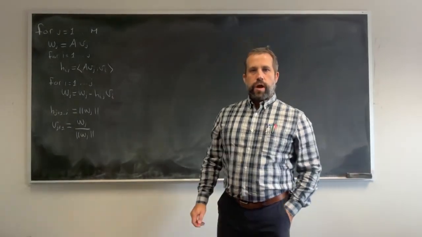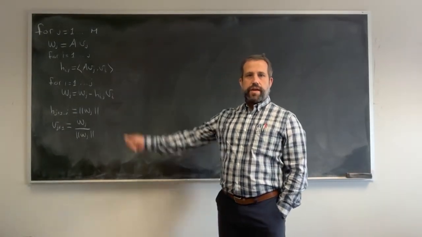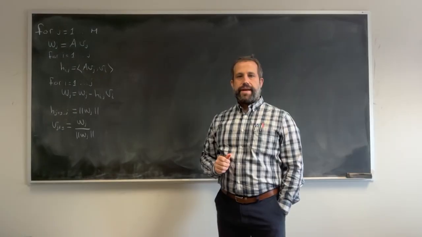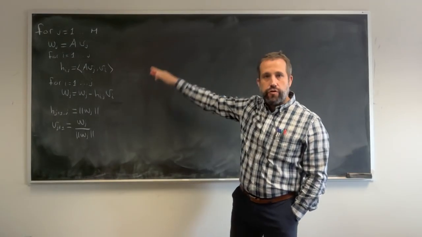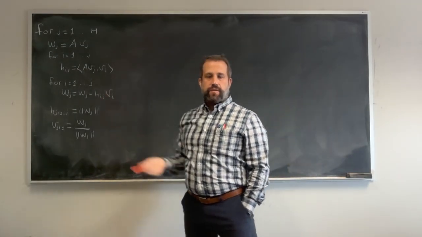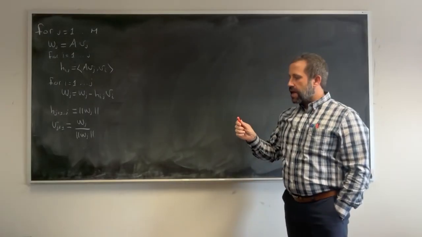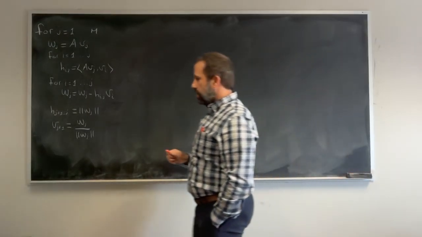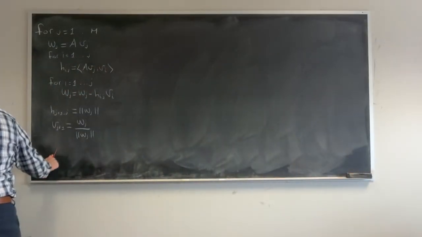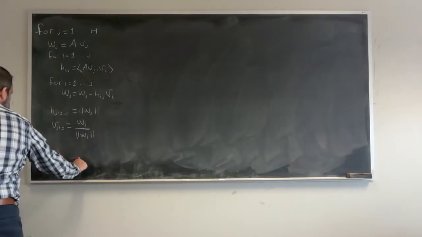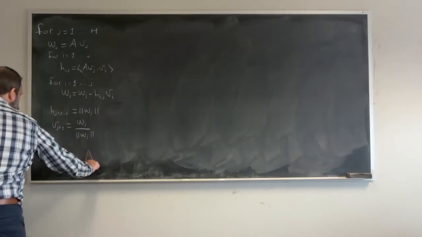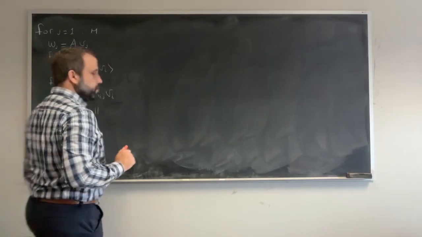Okay, so we are going to be seeing how the Arnoldi algorithm gets modified. Here I've put the main outer loop and the main inner loop. We're going to be looking at how this gets modified under the assumption that A is symmetric. In other words, A is equal to A transpose.